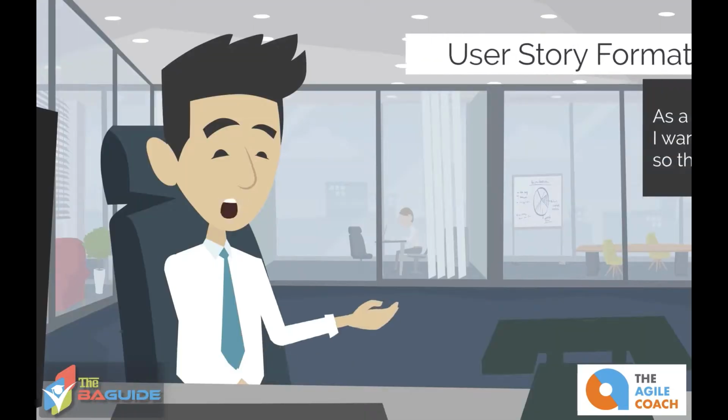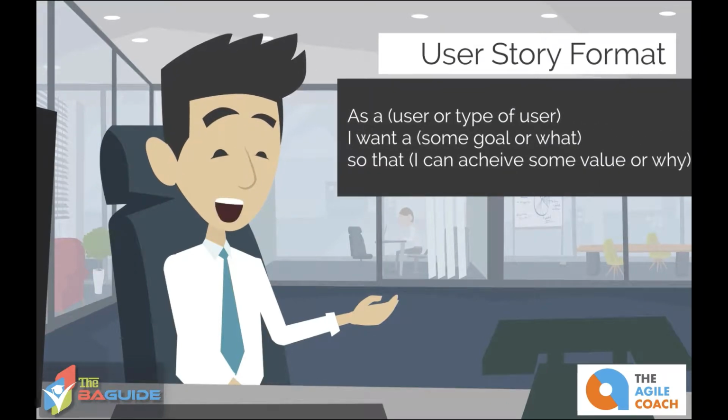Let's look at a format that most companies use. As a user or type of user, I want a goal. I want to solve a certain kind of problem, or that is more for the what. The third piece of the user story is: so that I can achieve some value, or the why. So the who, what, and why can be captured by using this format of the user story.